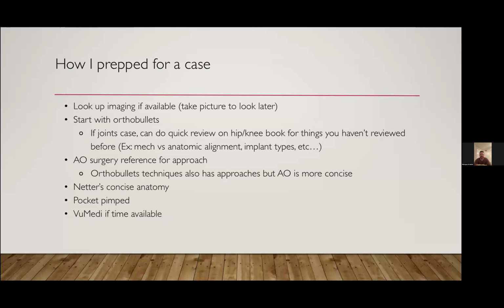Netter's anatomy, just to review high-yield anatomy in that area. I would review Pocket Pimped if I had time, to go over those quick things that they could ask you, and then also ViewMedi.